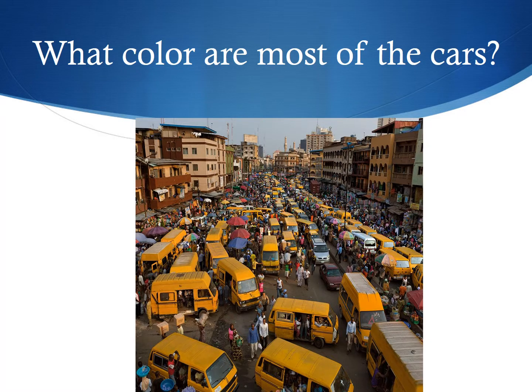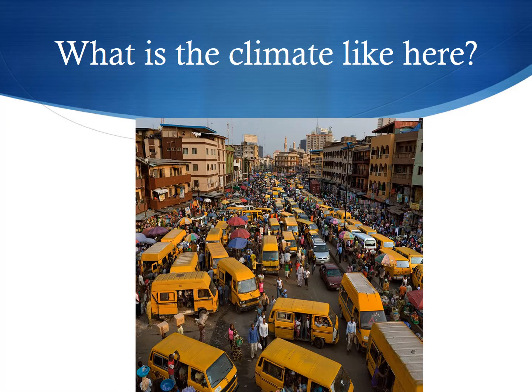What color are most of the cars? This is a literal or level 1 question. I can literally point with my finger to all of the yellow cars to get my answer. What is the climate like here? This is another level 2 or interpretive question. There's not like a bank in the background that has the temperature displayed or anything like that, but I can use the clues in the picture to help me guess that this is probably a warmer climate.